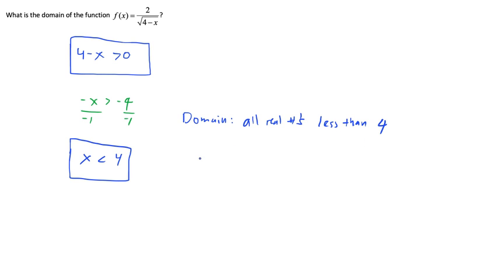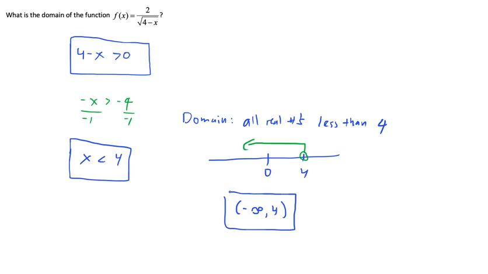And now, of course, we usually write this in interval notation. So we can put this on the number line here. We'll put the 4 and we're going to put an open circle going to the left. So what's the final answer in interval notation? It'll be negative infinity, comma 4 with a parenthesis. So this will be the final answer in interval notation.